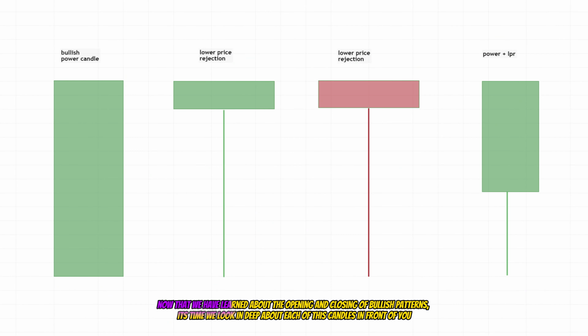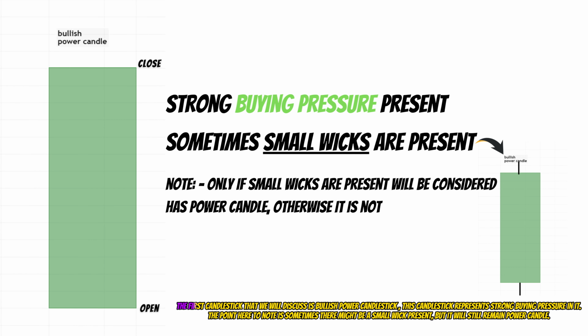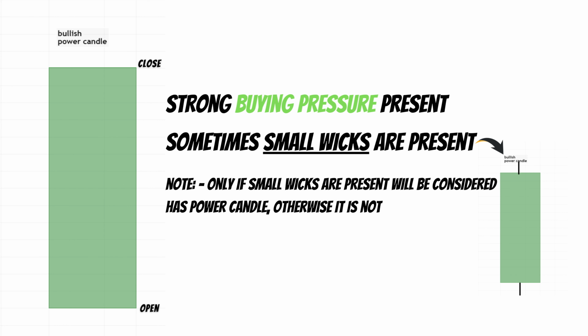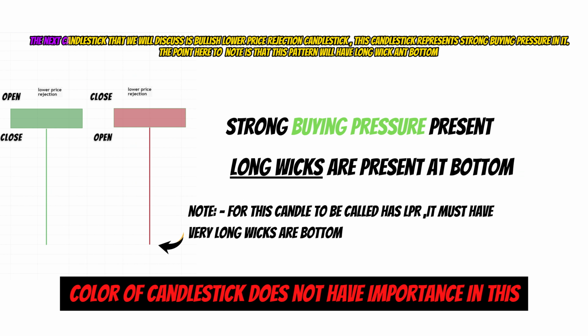Now that we have learned about the opening and closing of bullish patterns, it's time we look deeper into each of these candles in front of you. The first candlestick that we will discuss is the bullish power candlestick. This candlestick represents strong buying pressure. The point to note here is sometimes there might be a small wick present, but it will still remain a power candle.